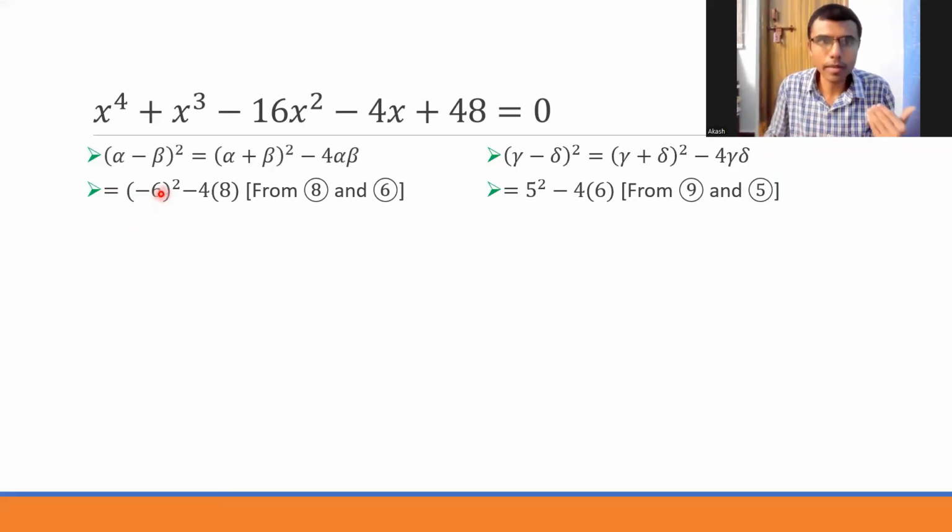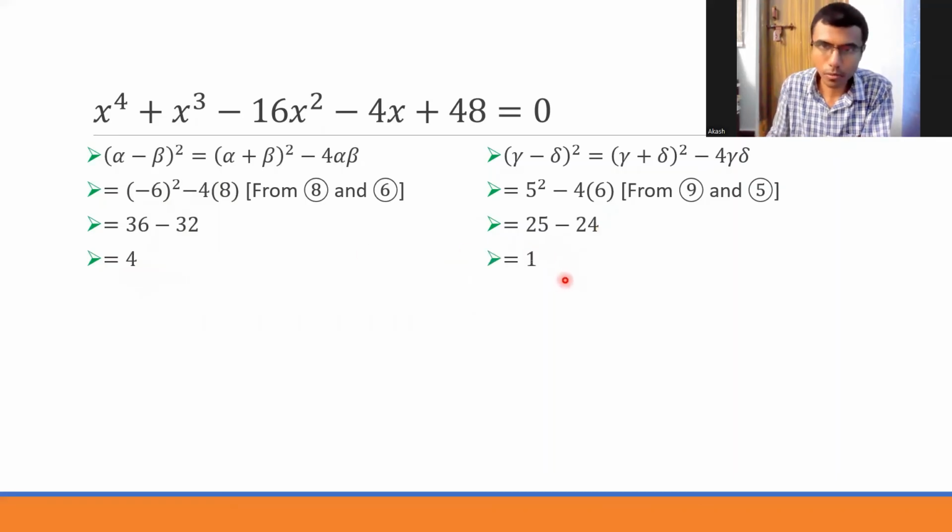Fine. Now -6 whole square is 36. 36 minus 4 8s are 32. 36 minus 32, this is what I get here. 25 minus 24, this is what I would get here. This is 4 and this is 1.